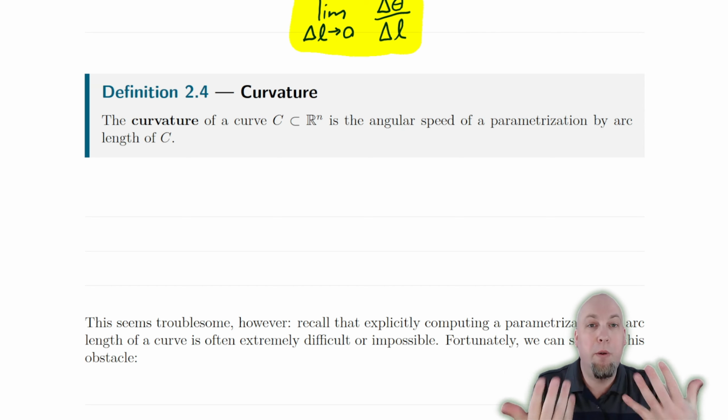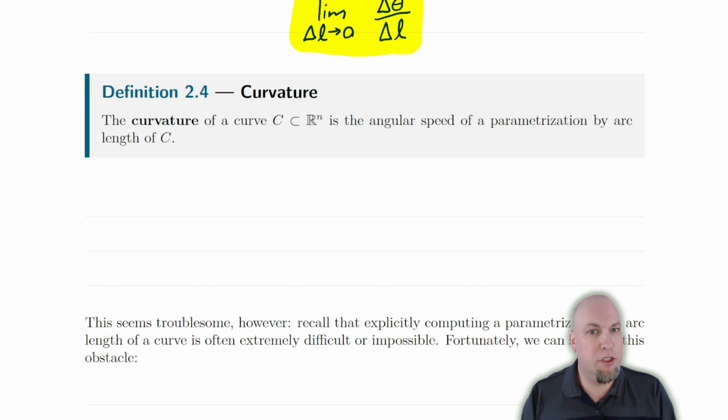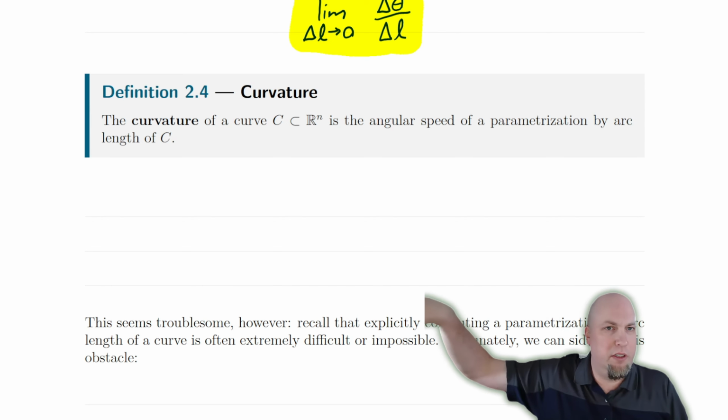Okay, so another equivalent way of defining the curvature of a curve is, well, just come up with some parameterization by arc length of that curve, and then compute the angular speed of that. The angular speed of a parameterization by arc length is going to be what we're calling curvature up here because delta L is delta T, so we can just leech off of earlier stuff.